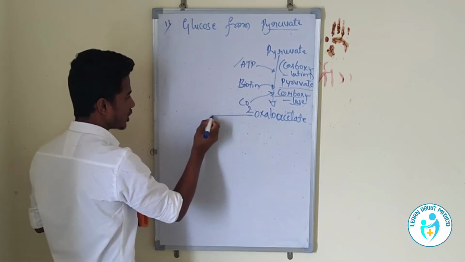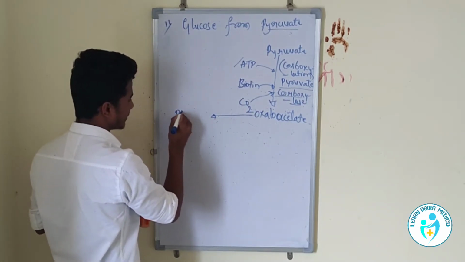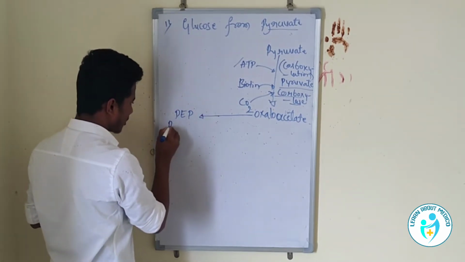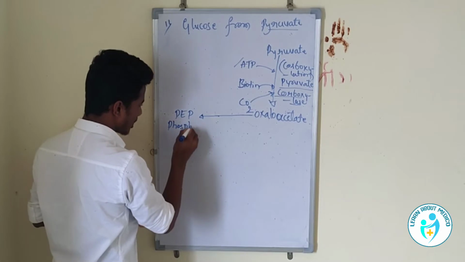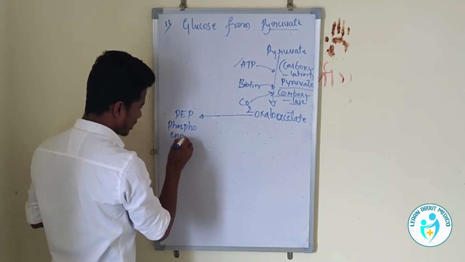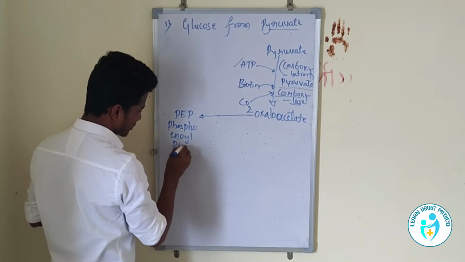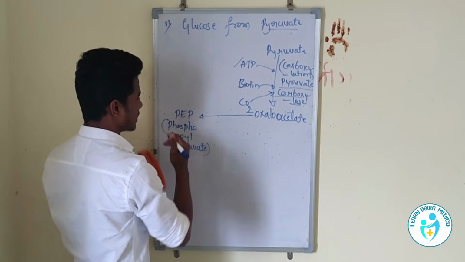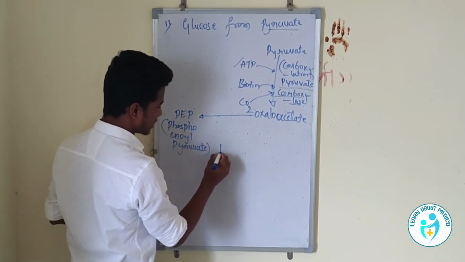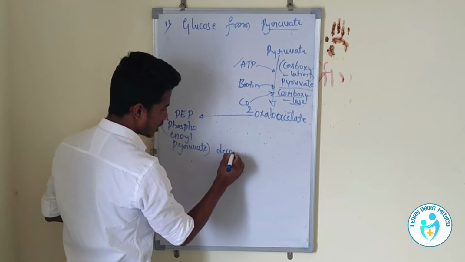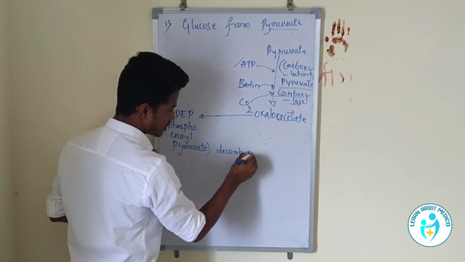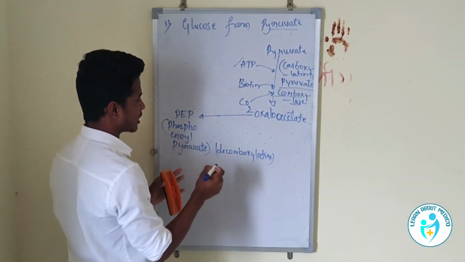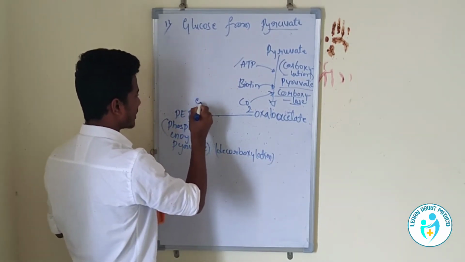After that, oxaloacetate is converted into PEP. PEP means phosphoenol pyruvate. Oxaloacetate is converted into phosphoenol pyruvate. This is a decarboxylation reaction, and decarboxylation means removal of carbon dioxide.